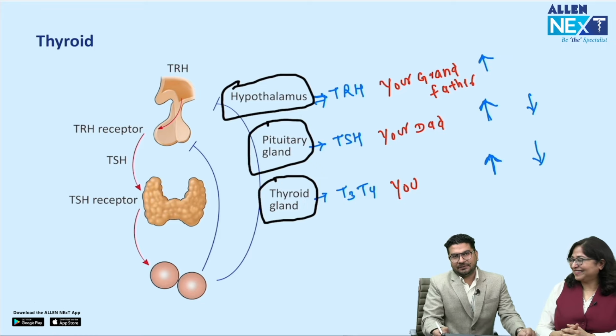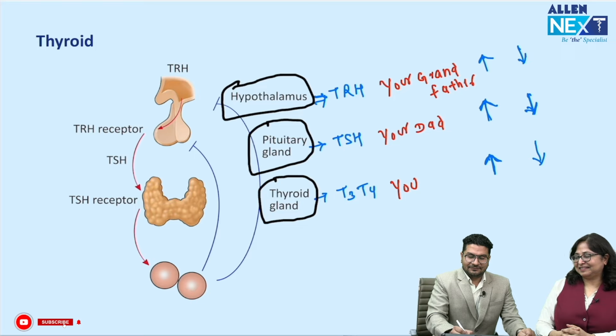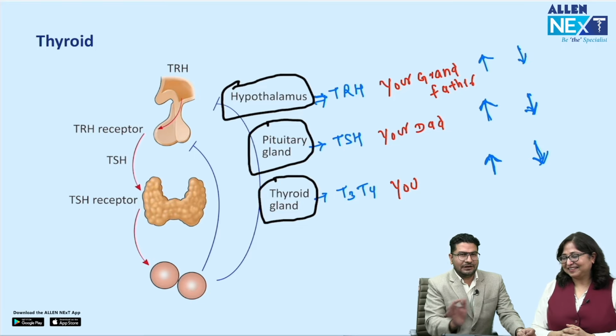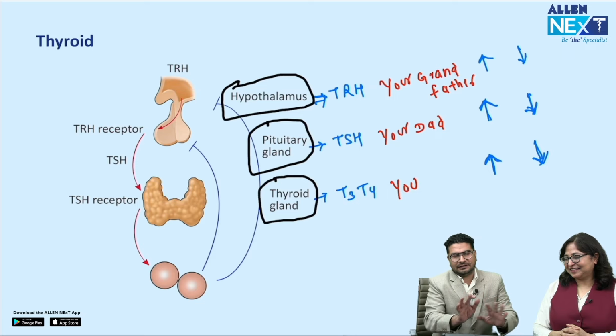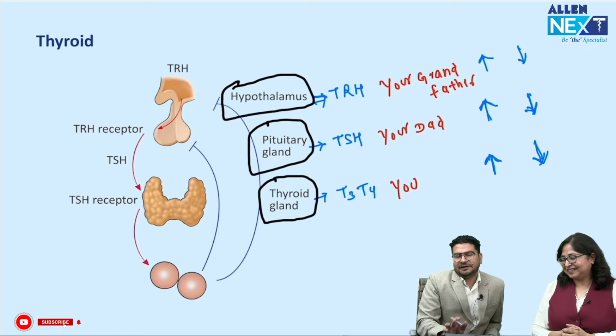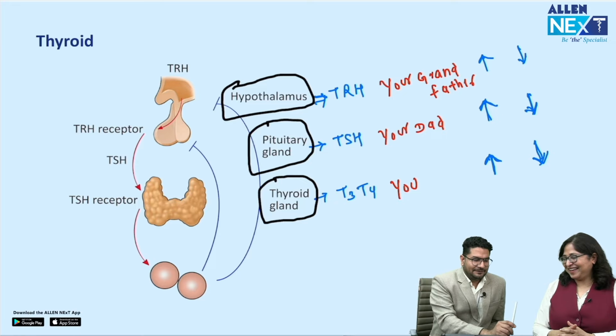Just remember, your grandfather is rich, so father is rich, so you are getting more money. That is called tertiary hyperthyroidism. Grandfather is poor, father is poor, you are poor. That is called tertiary hypothyroidism. So tertiary and secondary will not make a difference. You just need to check the TRH level. That's it. Only in the exam they will confuse you in primary and secondary. This is an easy thing, but students think it is very difficult.